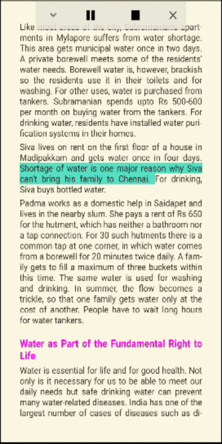Shiva lives on rent on the first floor of a house in Medavakkam and gets water once in 4 days. Shortage of water is one major reason why Shiva can't bring his family to Chennai. For drinking, Shiva buys bottled water.